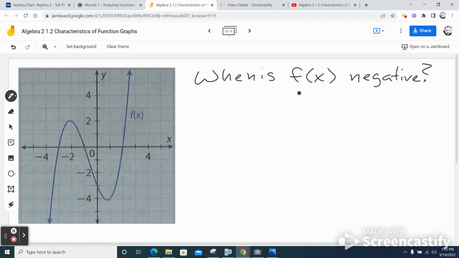So here's what we're looking at. F of x refers to which variable, x or y? Y. So what we're really referring to is this part of the graph. Anything below, right? Because that's when the y values are negative, right? Does that make sense? All right, so let me clear that out.